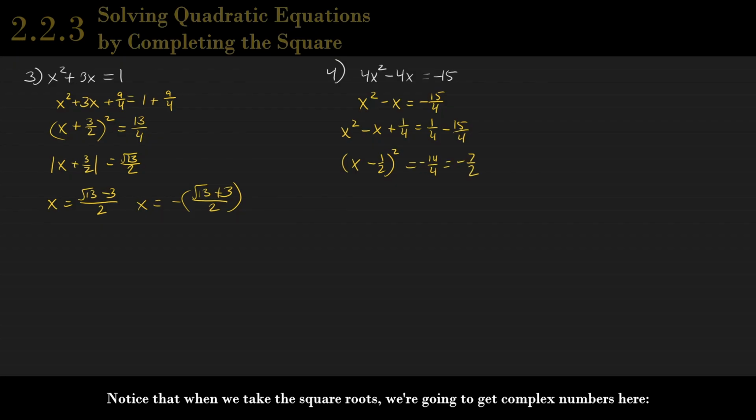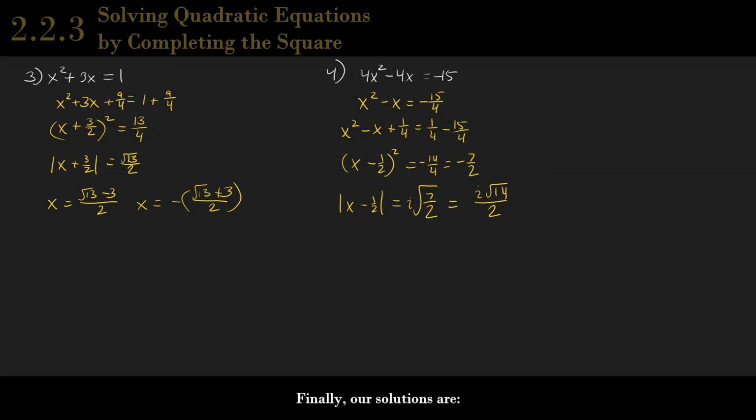Notice that when we take the square roots, we're going to get complex numbers here. The absolute value of x minus 1/2 equals i times root 7 over 2, which simplifies to i root 14 over 2. Finally, our solutions are x equals (1 plus i root 14) over 2, and x equals (1 minus i root 14) over 2.